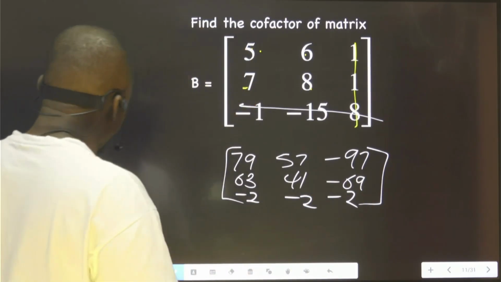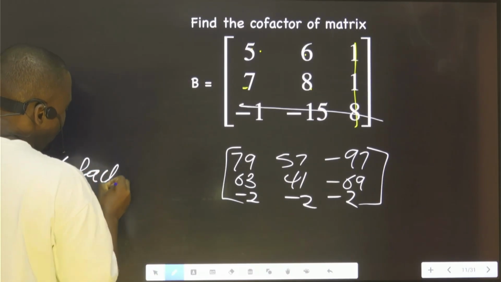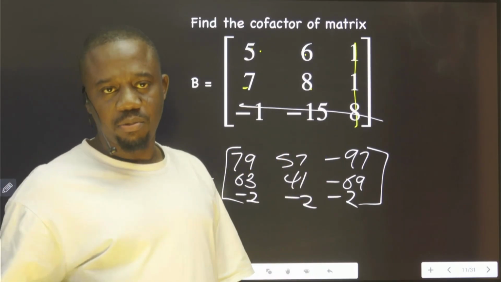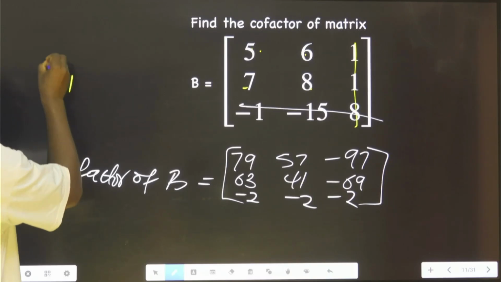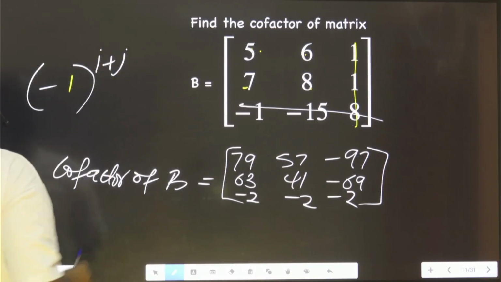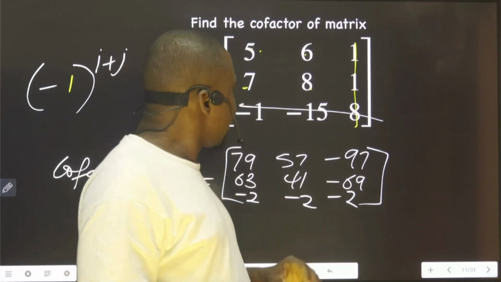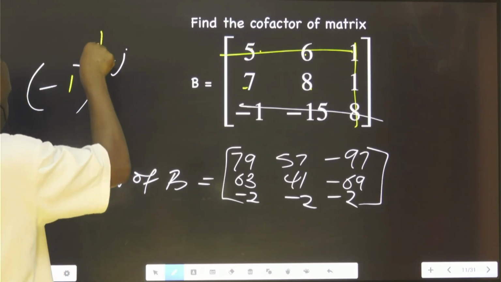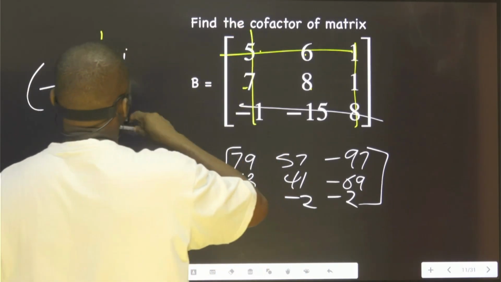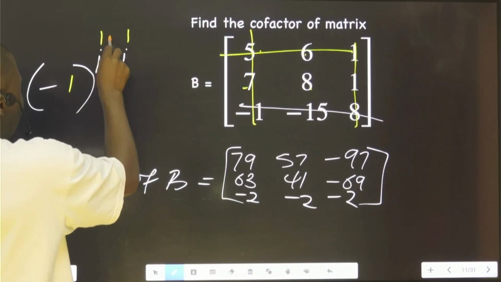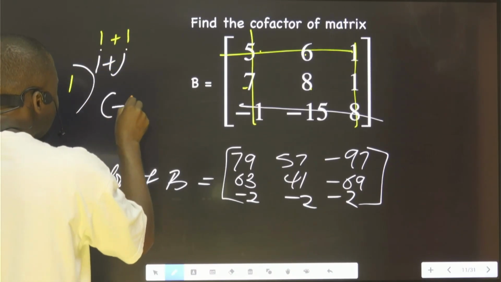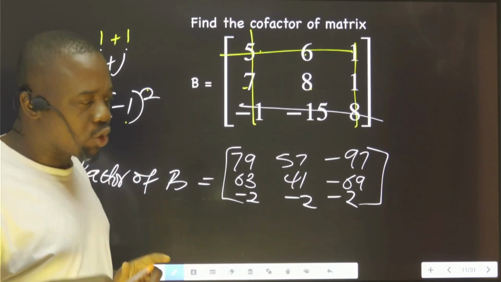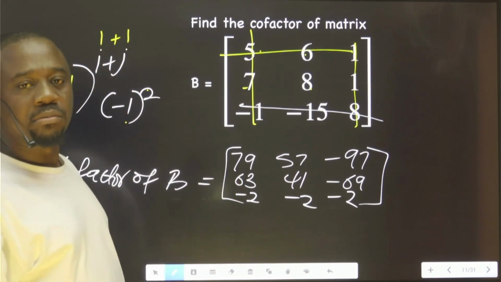Finally, to get the cofactor of B is to change the sign. We need to use this, minus 1 raised to power i plus j. I explained this before. What is it all about? The first one is first row, first column. That is 1 plus 1. That is 2. That is minus 1 raised to power 2. This is even number. This will produce plus 1. We are not going to change the sign.